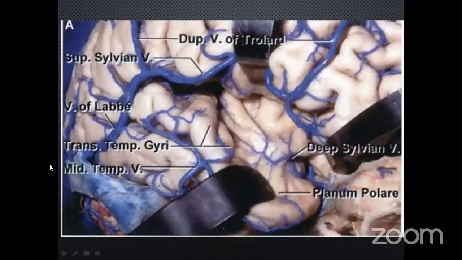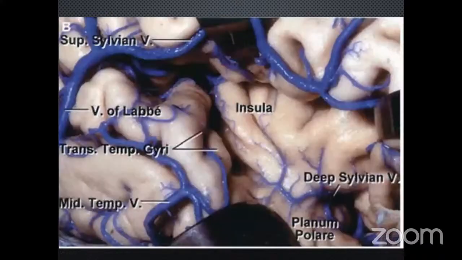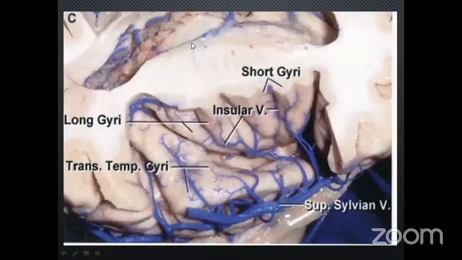Now, this is again showing the same. This is the transverse sinus. This is connected to the superior sylvian vein via this vein of Labbé. And these are the deep sylvian veins, which run in the sylvian fissure. This is again showing the same: the insular deep sylvian veins running inside, and the vein of Labbé, which connects this with the superior sylvian vein.